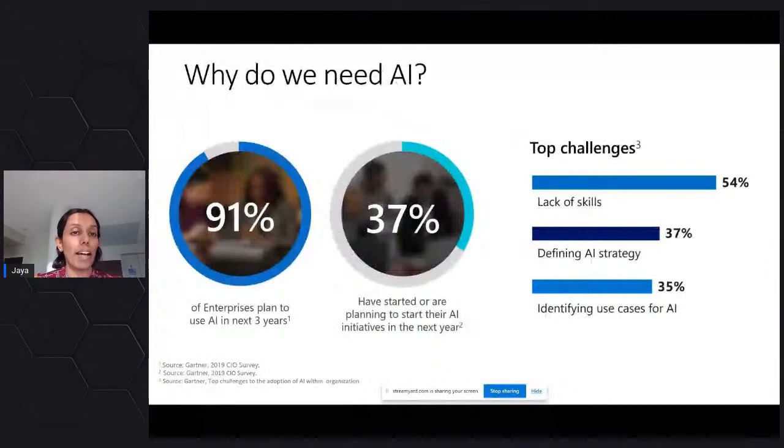So now, why do we need AI? 91% of the enterprises that were surveyed said that they plan to use AI in the next 3 years. And out of those, 37%, that's roughly a third, have started using AI in some form or the other. The main challenge that organizations face is lack of skills. More than half of them say that they just don't have the people with the right skill set. Some of them, a third, are still trying to define the AI strategy. When defining the strategy, you also need to ensure that the data is available and that it makes sense for the business use case. And another third, which is 35%, are still identifying the use cases.